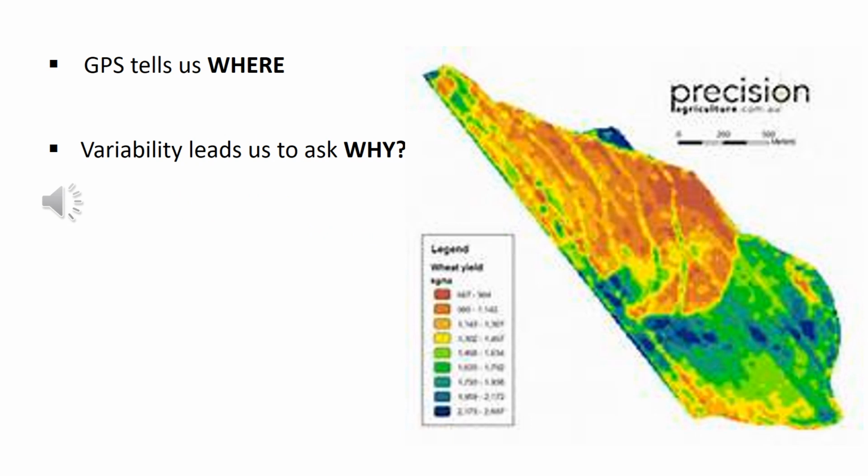Now to continue on to how we might identify the variability with respect to yield or soil characteristics that we have found from using locational information. This is a yield map of wheat, albeit a little fuzzy. The colours show us different yields over the area of the paddock. We used GPS to determine where the yields occur. What GPS doesn't tell us is why we are seeing this variability.